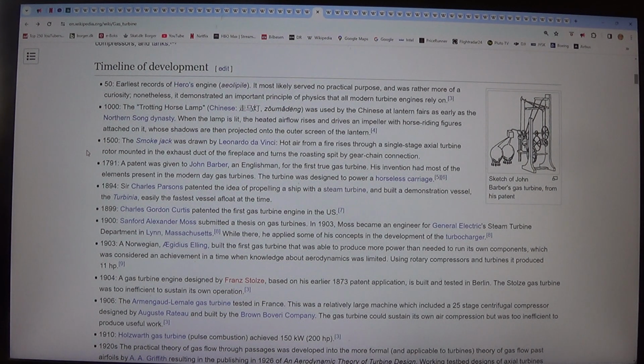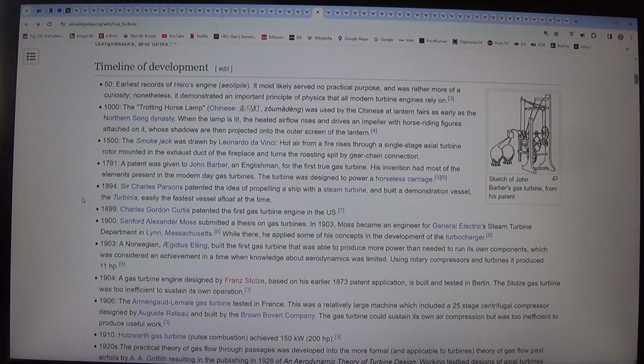1500: The smoke jack was drawn by Leonardo da Vinci. Hot air from a fire rises through a single-stage axial turbine rotor mounted in the exhaust duct of the fireplace and turns the roasting spit by gear chain connection. 1791: A patent was given to John Barber, an Englishman, for the first true gas turbine. His invention had most of the elements present in the modern-day gas turbines. The turbine was designed to power a horseless carriage. 1894: Sir Charles Parsons patented the idea of propelling a ship with a steam turbine, and built a demonstration vessel, the Turbinia, easily the fastest vessel afloat at the time.